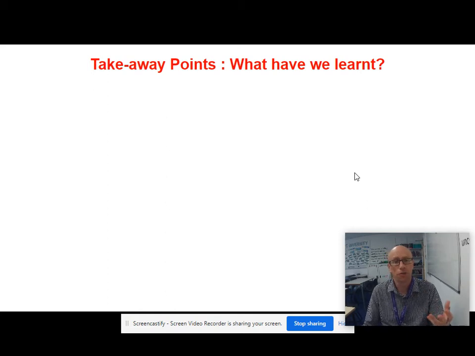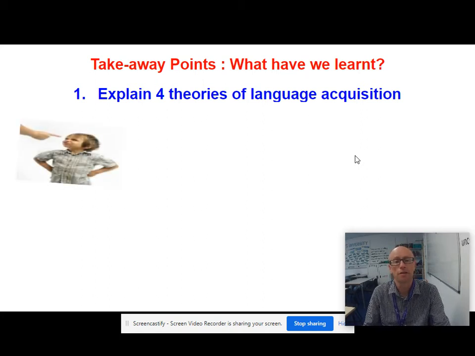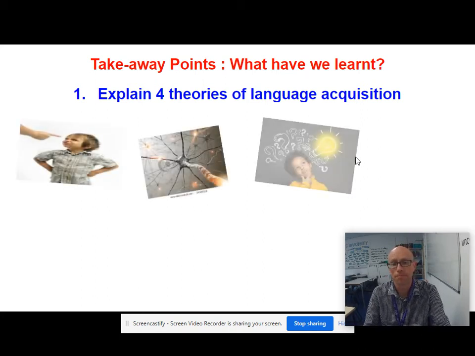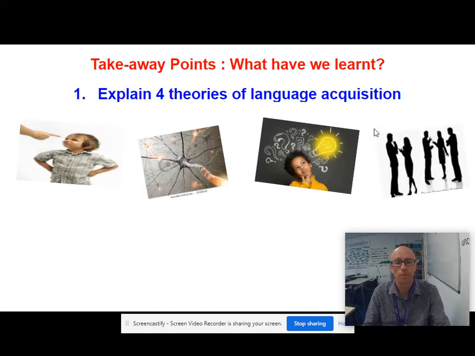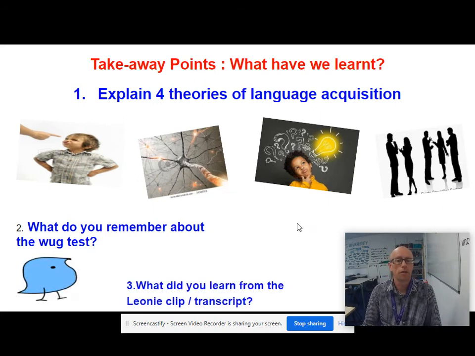Okay, so from our short video here, there are a few takeaway points that I want you to come away from this with. What are the four theories of language acquisition that we talked about earlier on related to these four pictures? What do you remember about the WOG test, and what do you think is the significance of this very simple piece of research? And then finally, what did you learn from the very brief Leonie clip and transcript that we looked at together?